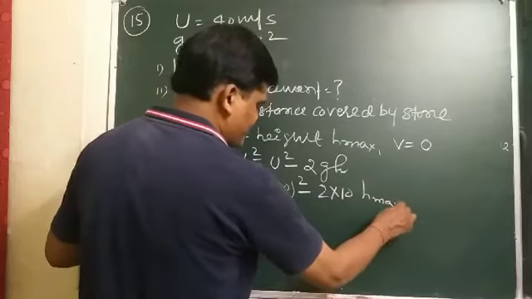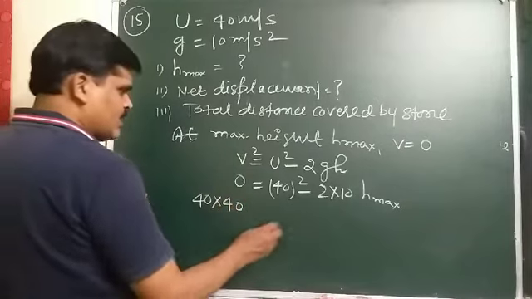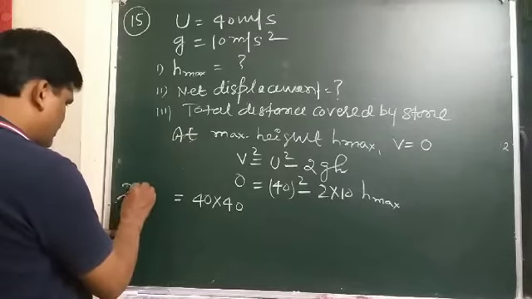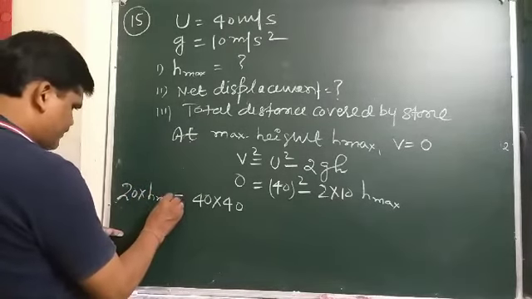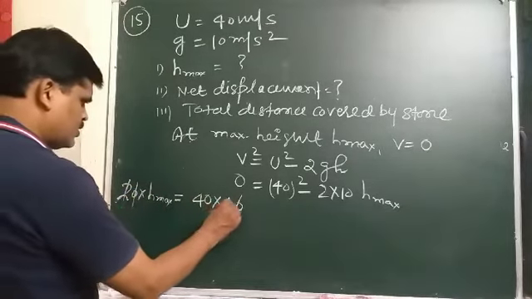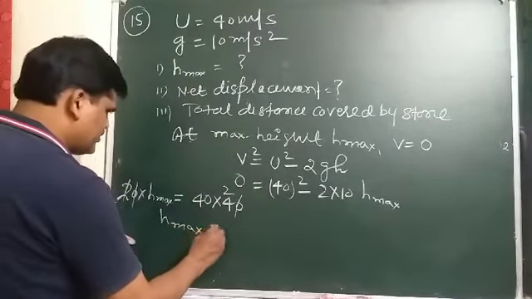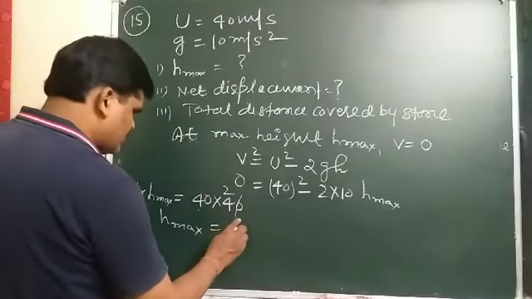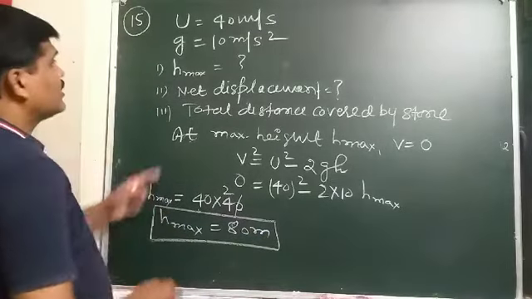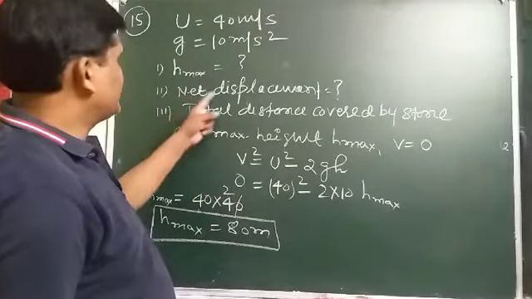h maximum. So it can be written as, students, 40 into 40 equals 10 into 2, that is 20, into h max. So this will cancel out, and this will also cancel out to 20. So the maximum height comes out to be 80 meter. So the maximum height reached by the stone is 80 meter. And next one, net displacement.